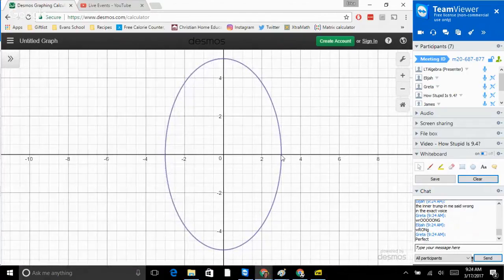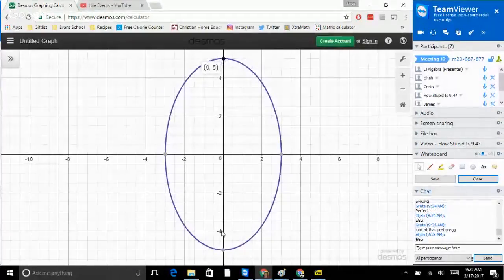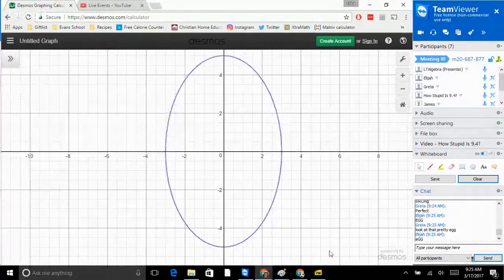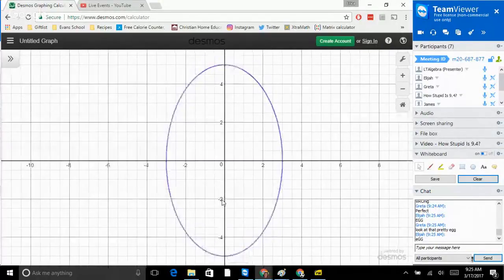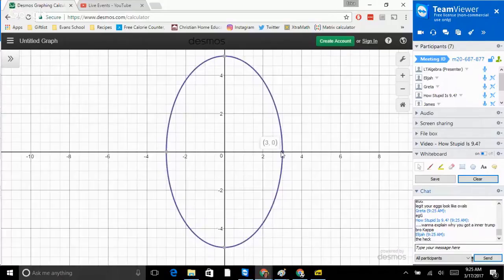So you'll see that my vertex is at (0, 5) and (0, negative 5). And my co-vertex is at 3 and negative 3. And we said that my focus is at 4.